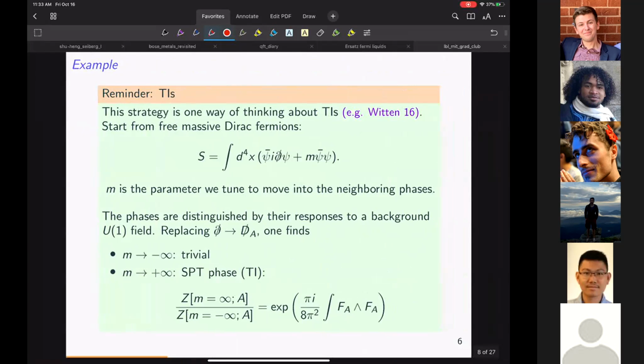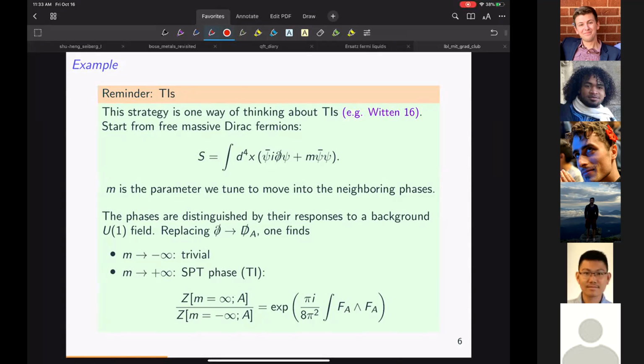Okay, so one example that condensed matter physicists know that illustrates this philosophy, which I guess I'm supposed to tell you, I think I'm going to tell people about SPTs in December. So this slide is a little bit jumping the gun. But for those of you that know about topological insulators, this slide is for you. This kind of strategy is one way of thinking about topological insulators.